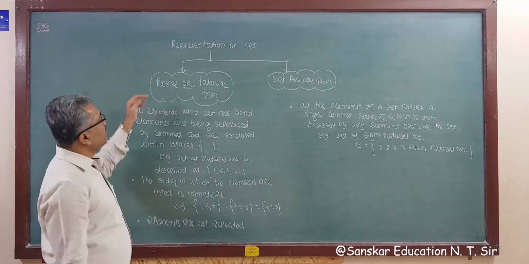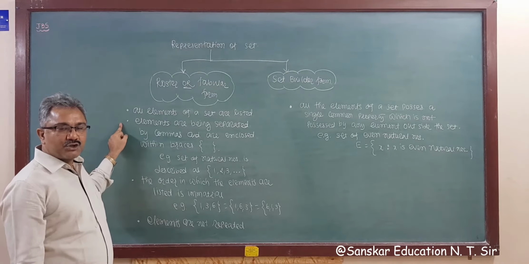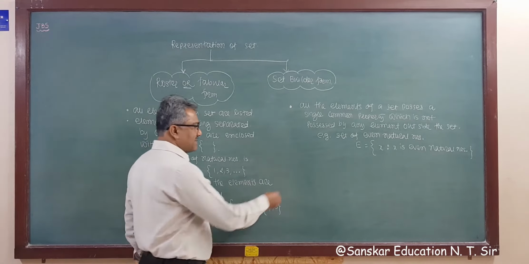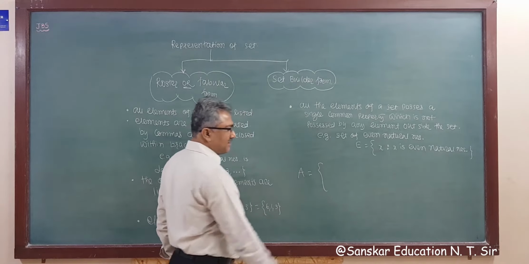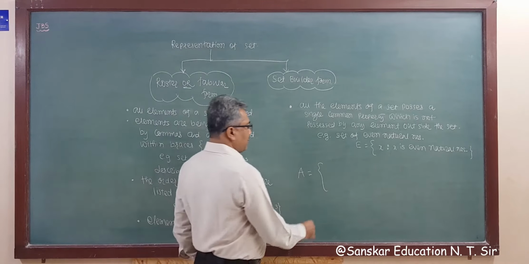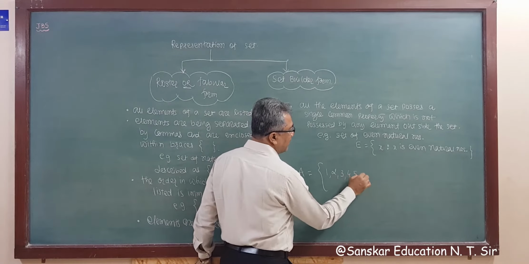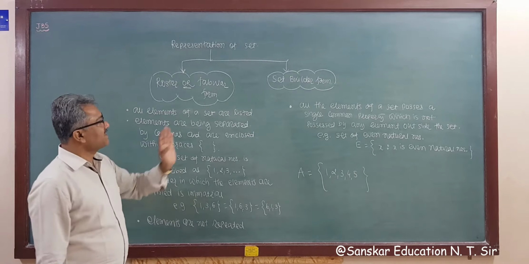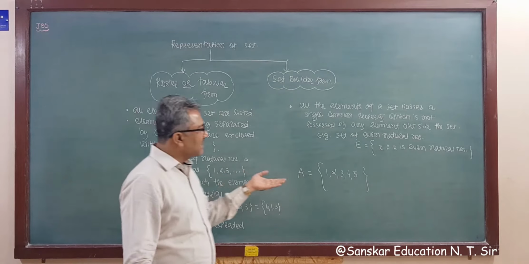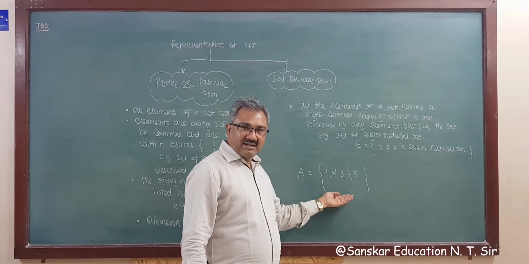In the roster method, all elements of a set are listed. Suppose we have a set A. As we know, sets are denoted by capital letters. So we write here 1, 2, 3, 4, 5. This is the set A. All these elements are listed, and they are called members or elements.